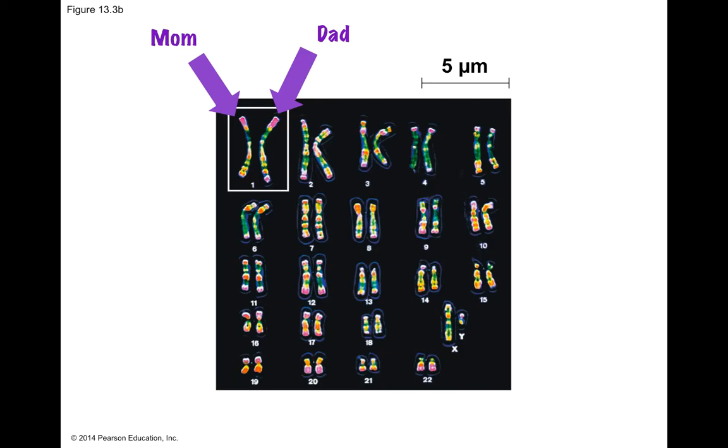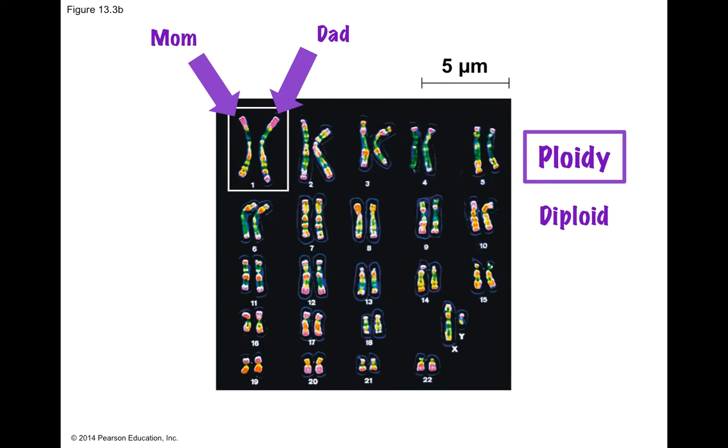In total, there's 23 in mom's set and 23 in dad's set. The number of sets of chromosomes is referred to as ploidy. So a cell containing 2 sets of chromosomes, both mom's and dad's, is called diploid, or 2N, with di meaning 2, which in the case of humans is 46 chromosomes. So it can also be written as 2N equals 46.